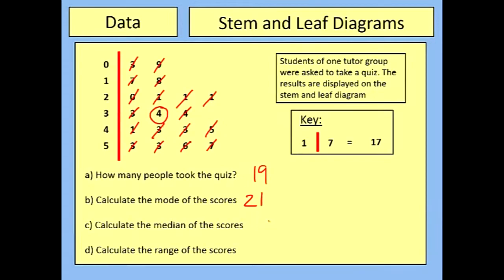Now some people put down the median here as 4, which is not correct because that 4 there doesn't represent 4, or that would be in the top row. It represents 34, so that's the median number.